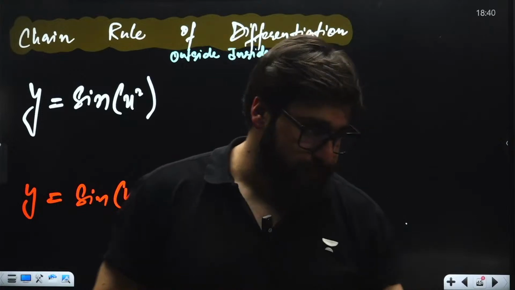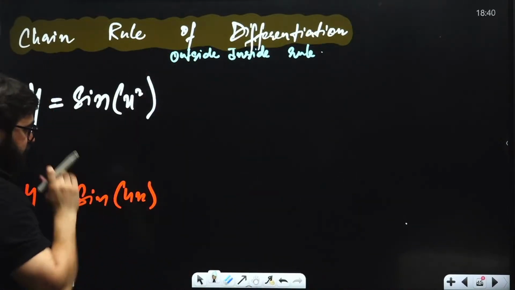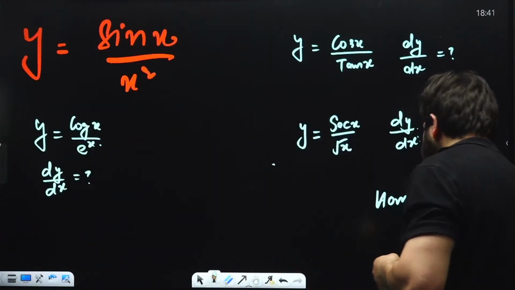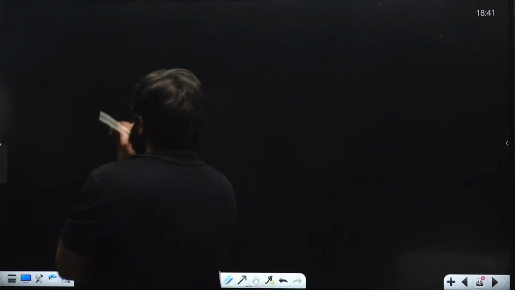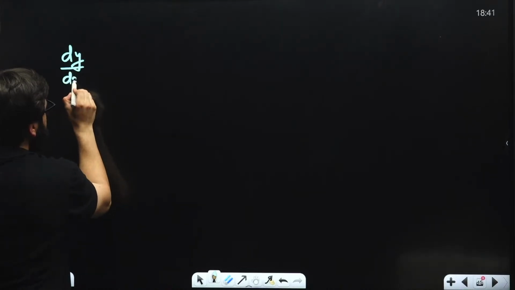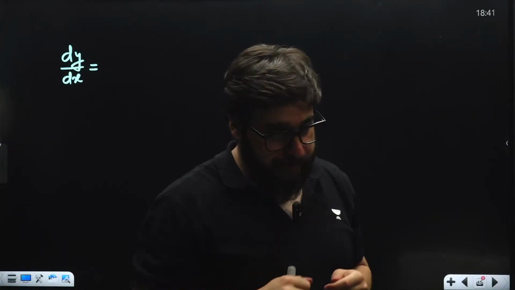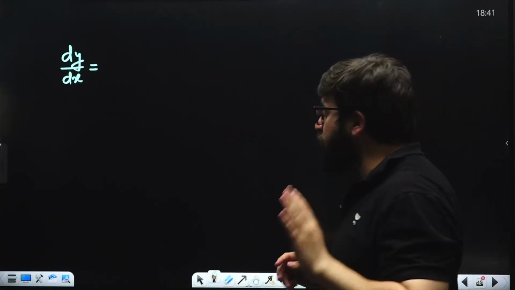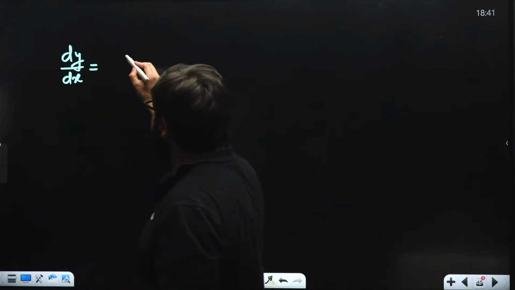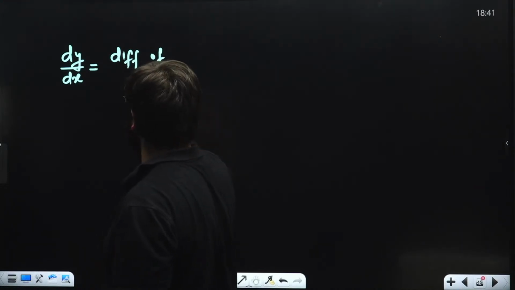Outside, inside rule. Guys, see. What does this outside, inside rule say? It says that dy by dx, if you have to find the differentiation of any function, first, what you are supposed to do is you basically find the differentiation of the outer function.